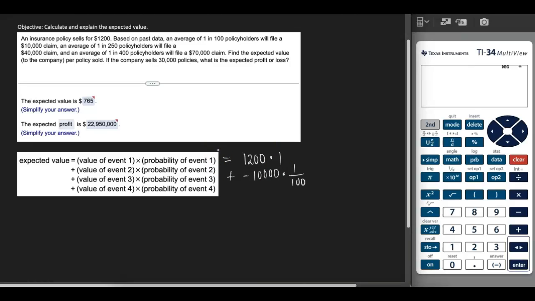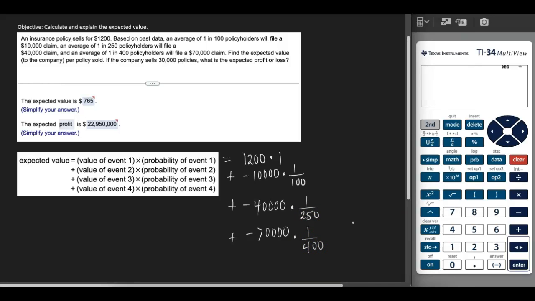So let's look at the next event. The next event is that 1 in 250 policyholders file a $40,000 claim. So the value of that event for the insurance company is a negative $40,000. They're going to lose that much with a probability of 1 out of 250, because 1 out of 250 policyholders file that type of claim. And then lastly, I see that 1 in 400 policyholders file a $70,000 claim. So just like the others, that would be a negative event for the insurance company happening 1 out of 400 times.